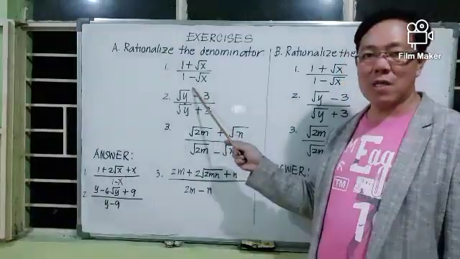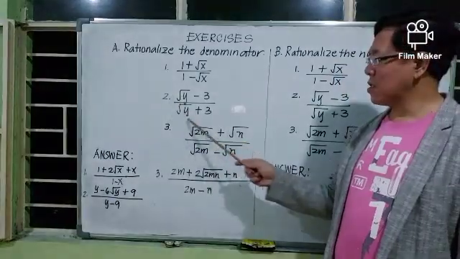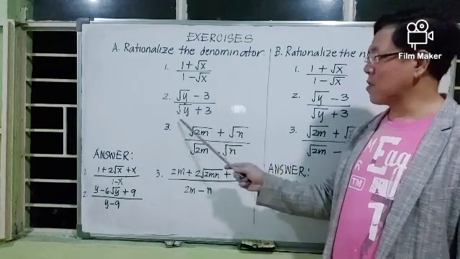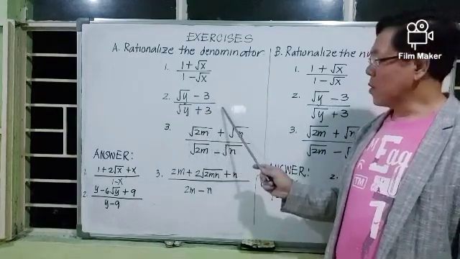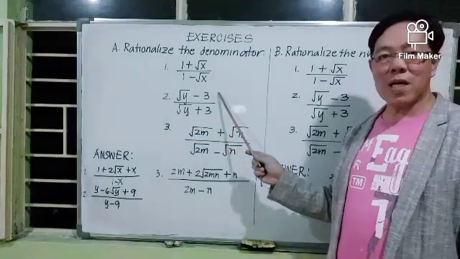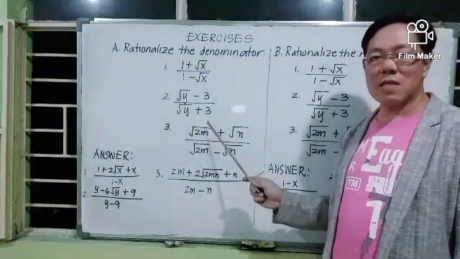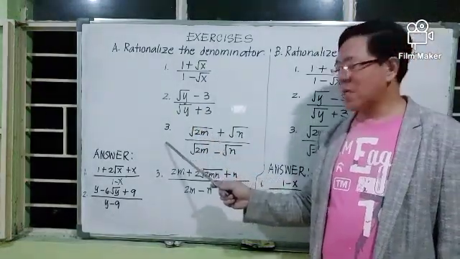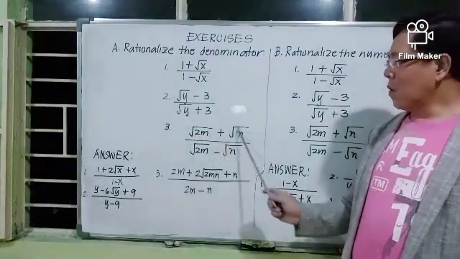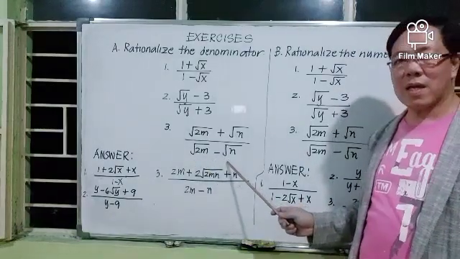conjugate of the denominator. In number 2, the given is the rational expression square root of y minus 3 over square root of y plus 3. We will rationalize the denominator by multiplying numerator and denominator by the conjugate of square root of y plus 3. In number 3, the given is square root of 2m plus square root of n all over square root of 2m minus square root of n.